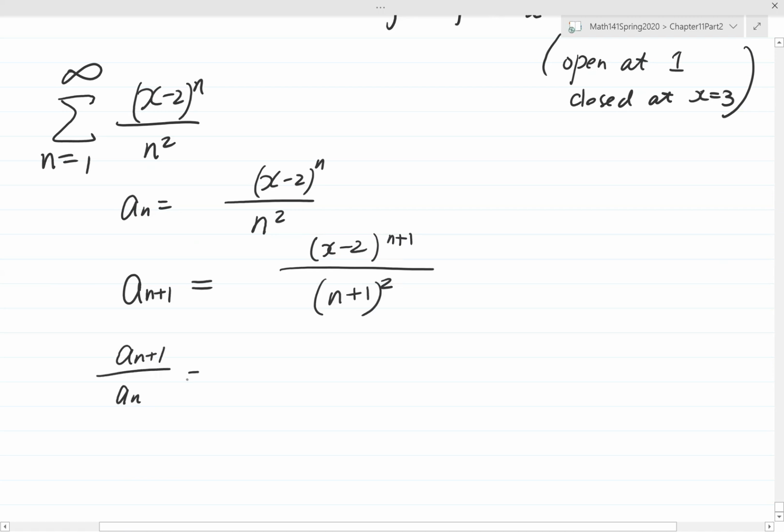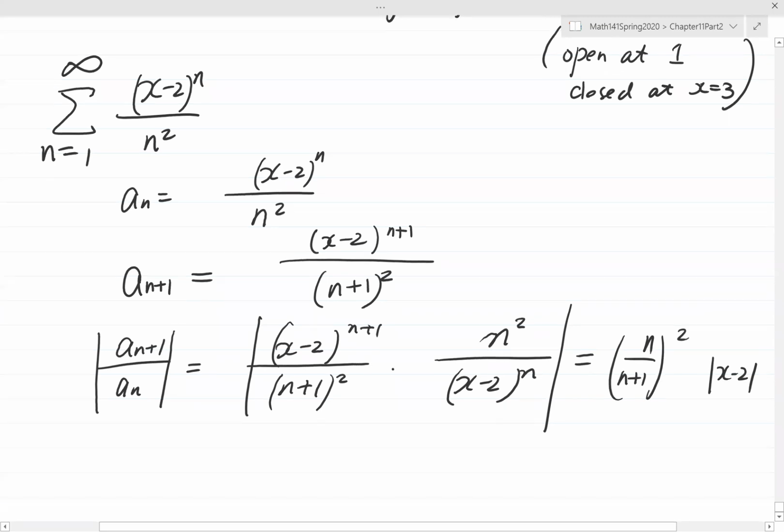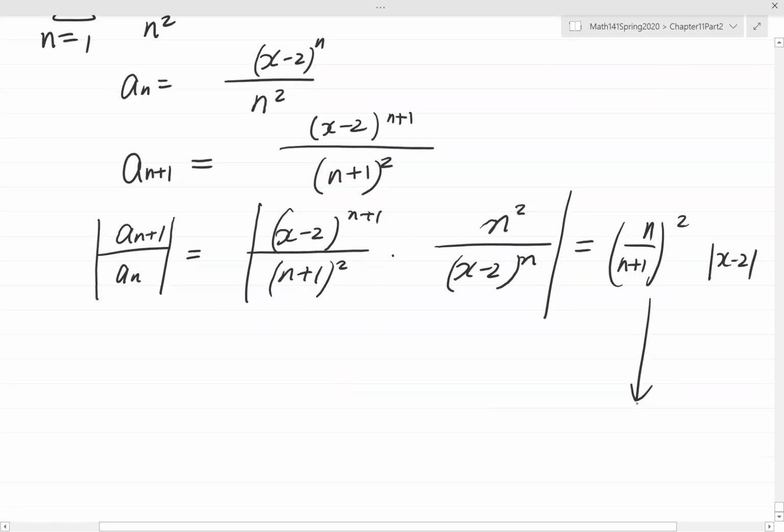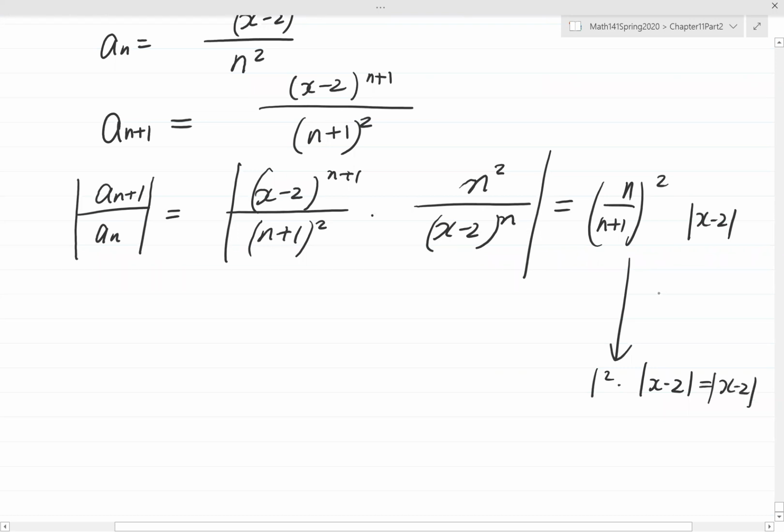Use the ratio test to determine when it converges or diverges. Take the absolute value. Then x minus 2 to the power n plus 1 cancels against the power n, so you get a factor of x minus 2, and then n squared over n plus 1 squared. As n approaches infinity, this approaches 1 squared times the absolute value of x minus 2. So the limit is the absolute value of x minus 2.